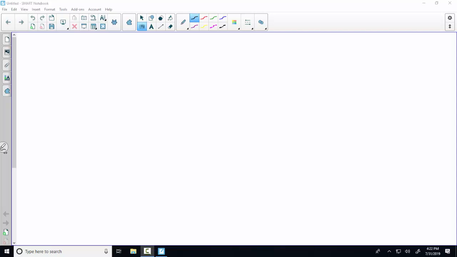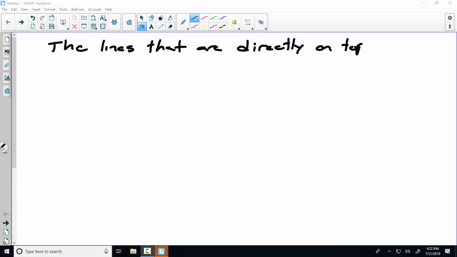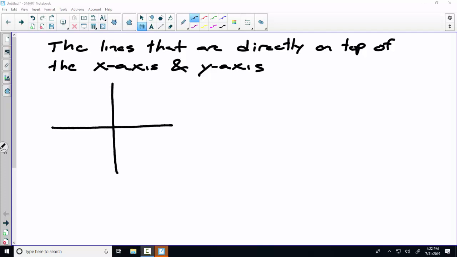What we're going to talk about in this video are two very, very important lines. So we are going to talk about the lines that are directly on top of the x-axis and y-axis. So this line right here and this line right here.